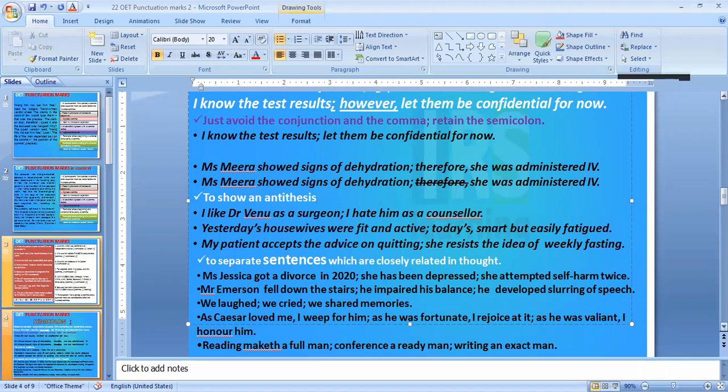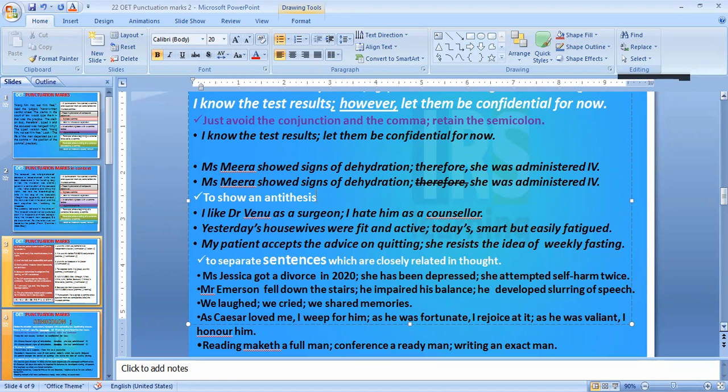Miss Jessica got a divorce in 2020; she has been depressed; she attempted self-harm twice. Look at hyphenation, self-harm. All self-words are hyphenated. Okay. Please read the next one.